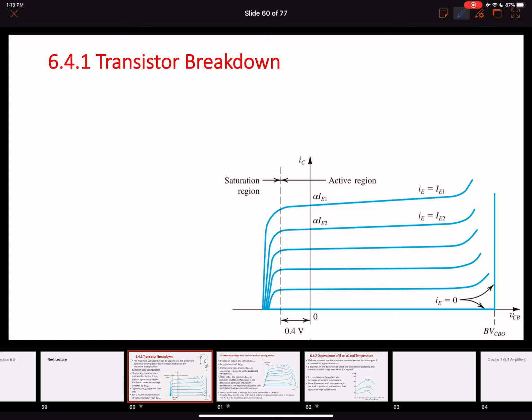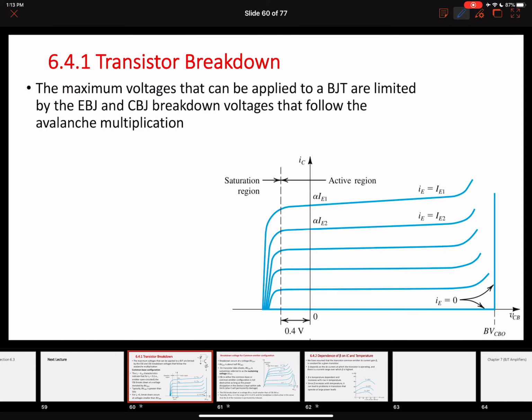Okay, so transistor breakdown. By now, we have discussed that we have a bipolar junction transistor, NPN or PNP. It has two junctions, the emitter-base junction and the collector-base junction. Right, so the maximum voltage, and this is what you have discussed as well, you have studied in the PN junction diodes chapter, right?